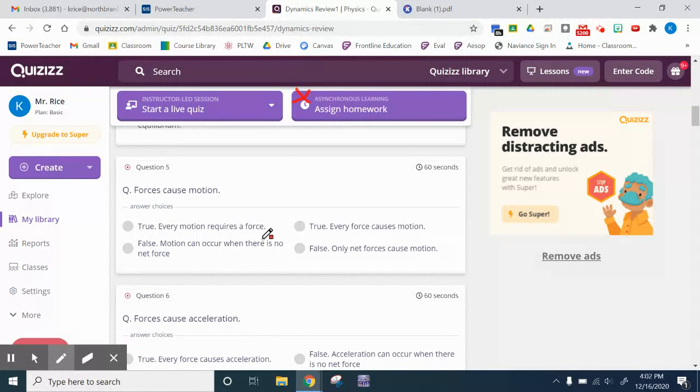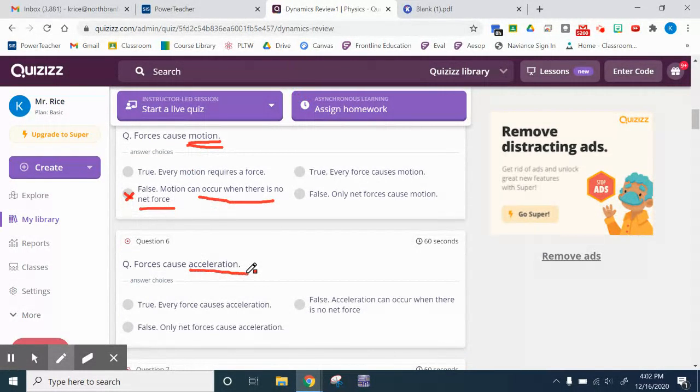Forces cause motion. Kind of tricky. You got to be real careful with the wording here. Motion. Do we need to have a force for something to be moving? No, we don't. Something could be moving at constant velocity without any force. That's inertia. So we don't need a force for motion to exist. So net forces, nope. Motion can occur when there is no net force. That is true.